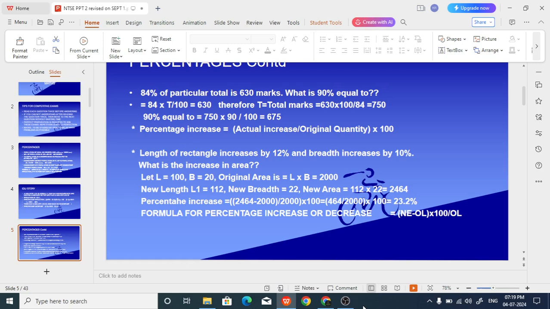84 into T by 100 equals 630. What is T? T equals 630 into 100 divided by 84. How much is 630 into 100 divided by 84? Calculate it on a piece of paper.